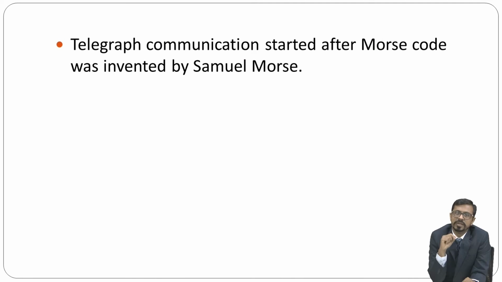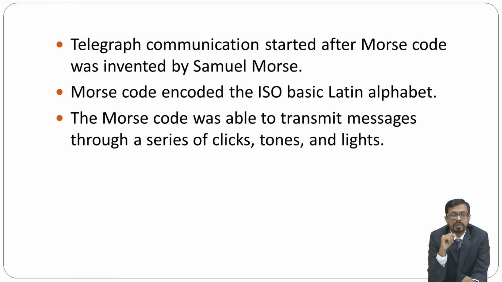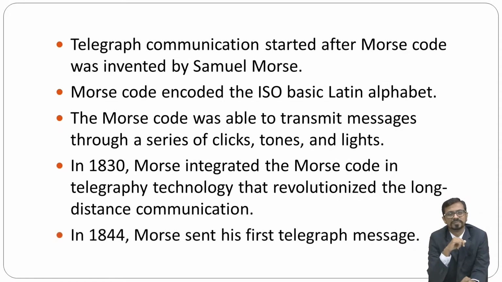Telegraph communication started after Morse code was invented by Samuel Morse. Morse code encoded the ISO basic Latin alphabet. The Morse code was able to transmit messages through a series of clicks, tones, and lights. In 1830, Morse integrated the Morse code in telegraphy technology that revolutionized long-distance communication. In 1844, Morse sent his first telegraph message.